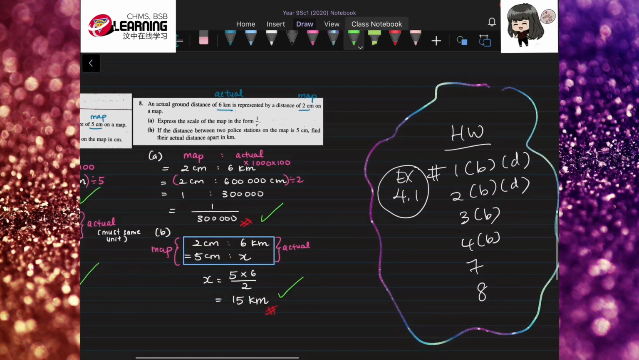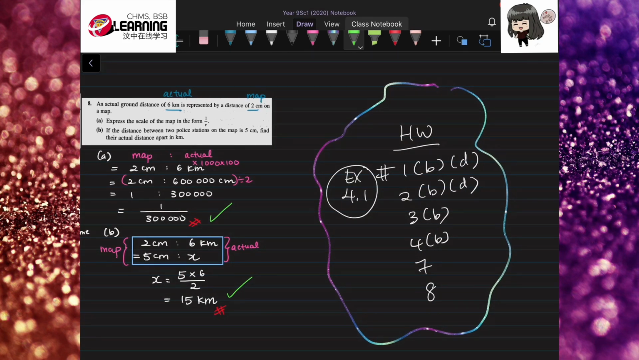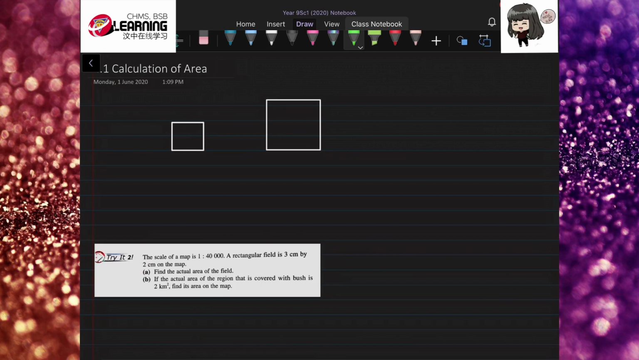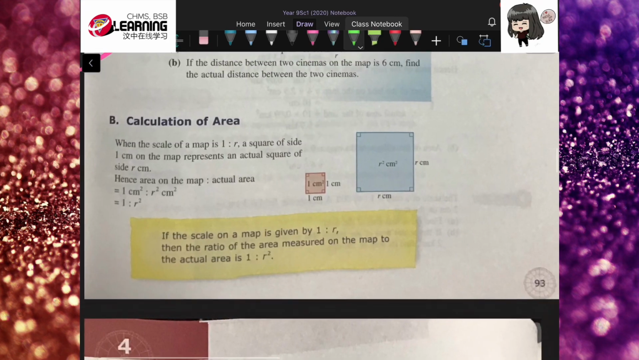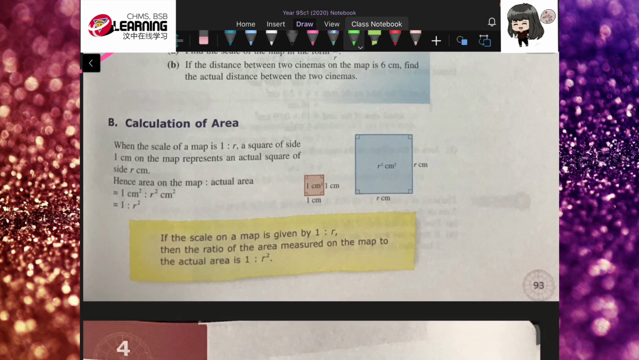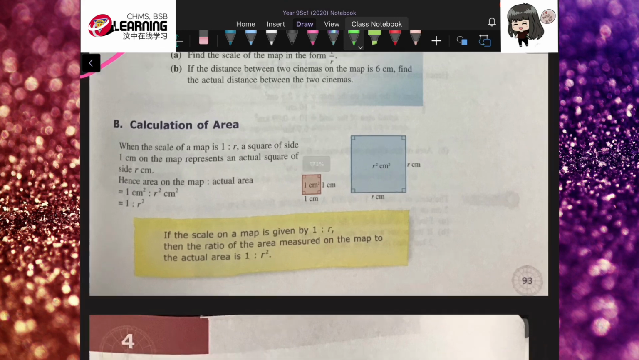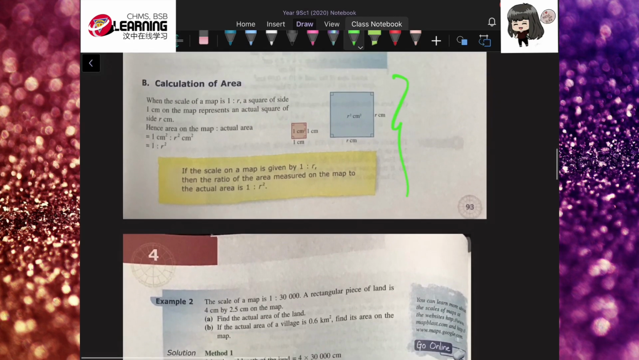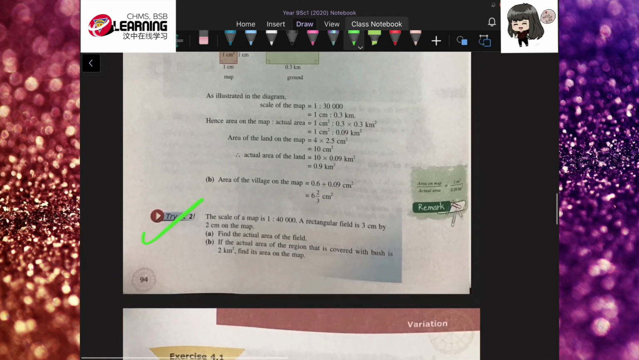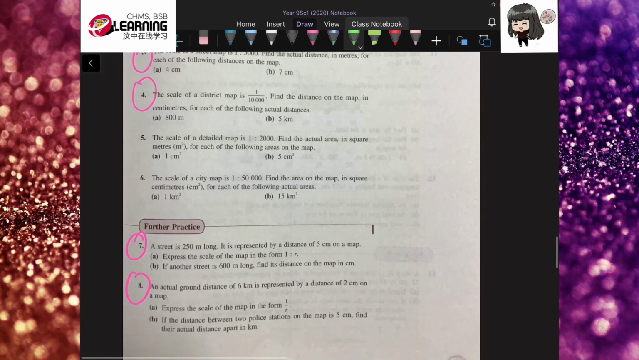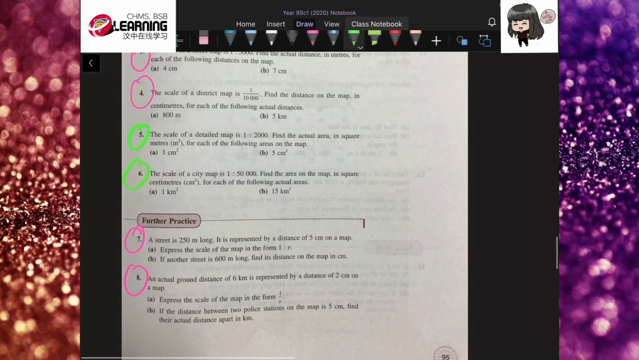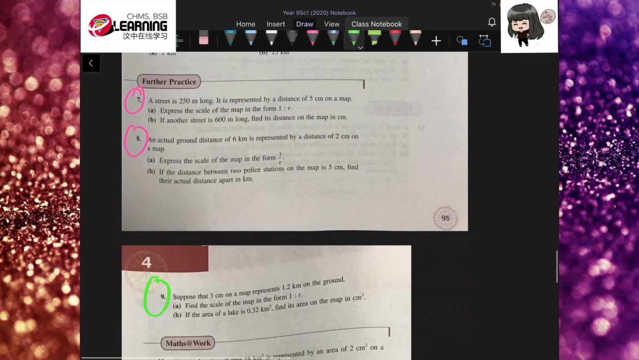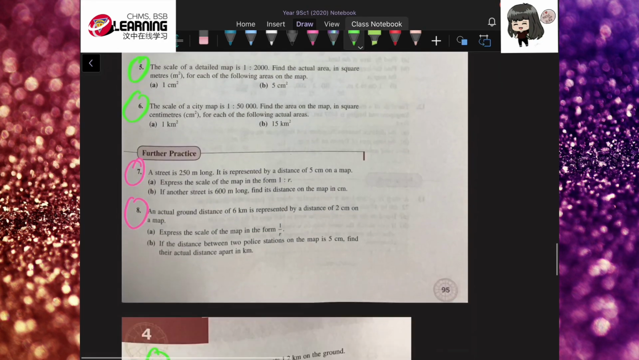So we have come across all these answers already, number 1 until number 8. Today we will move on to the next part, which is the calculation of the area, in page 93 of your textbook. We are going to cover this part here, and then Try It 2: numbers 5, 6, and most likely one question I need you to do by yourself, and number 9. So today's lesson is Try It 2, numbers 5, 6, and 9.